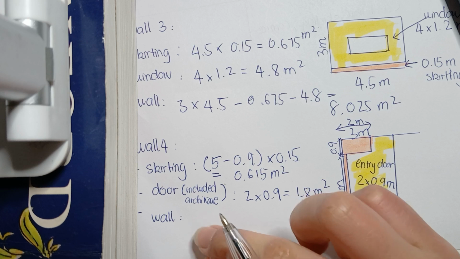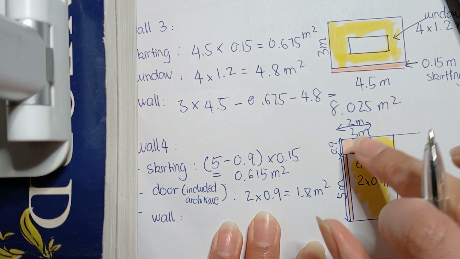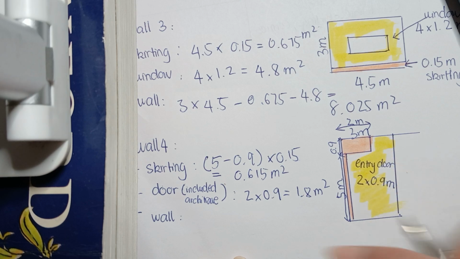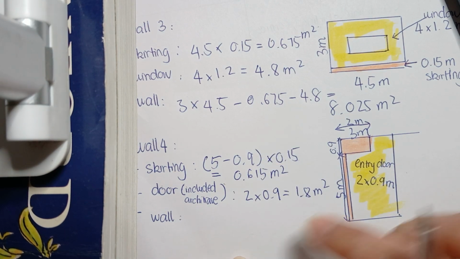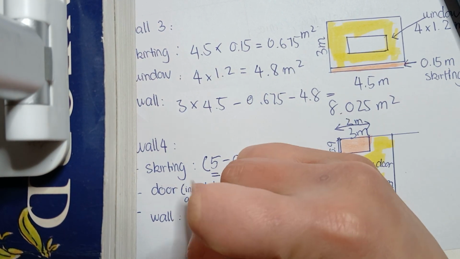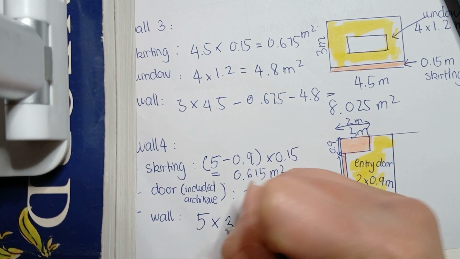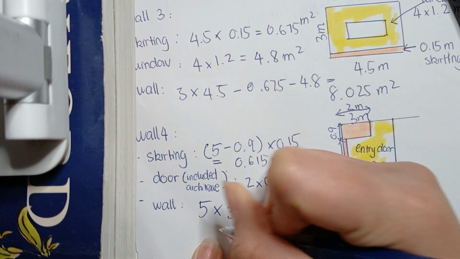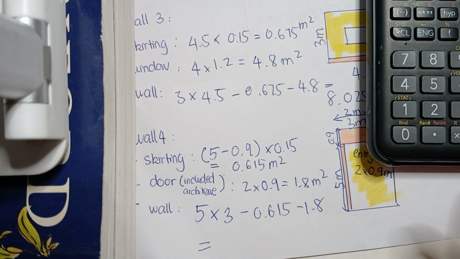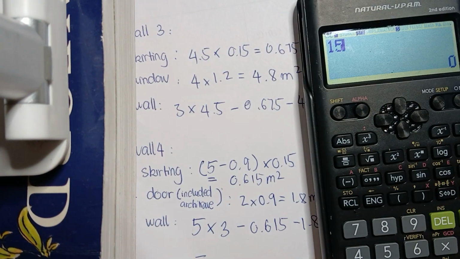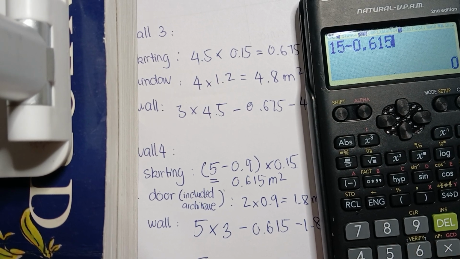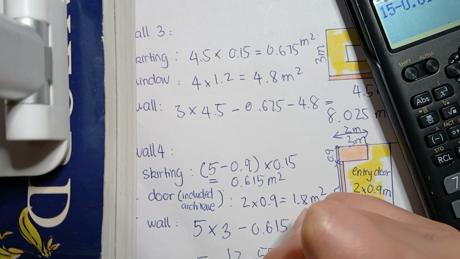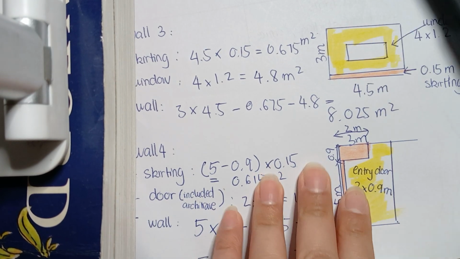The wall will be the last thing to work on, which is the whole thing, take away the orange part. We're working on the yellow part. We need to look for the yellow. So it's going to be 5 meters multiply with 3 meters, take away 0.615, take away 1.8 equal to 15, take away 0.615, take away 1.8, 12.585 meters square. Alright, we're done.